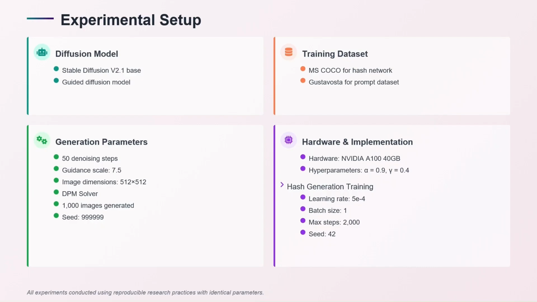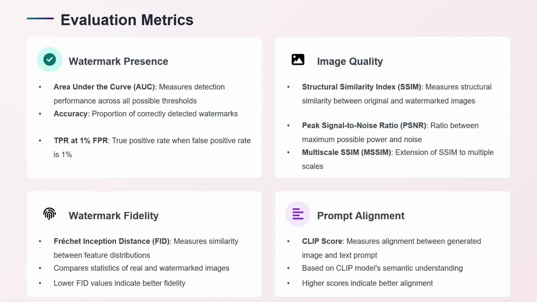As far as the hardware is concerned, we use an NVIDIA A100 40GB. For hyperparameters, we use 0.9 for alpha and 0.4 for gamma. Hash generation training uses a learning rate of 5e-4, a batch size of 16, a max step of 2000, and a seed of 42. To evaluate watermark presence, we use performance metrics like AUC for measuring performance over all possible thresholds, accuracy for correctly detecting the watermark, and TPR at 1% FPR, the true positive rate when the false positive rate is 1%.